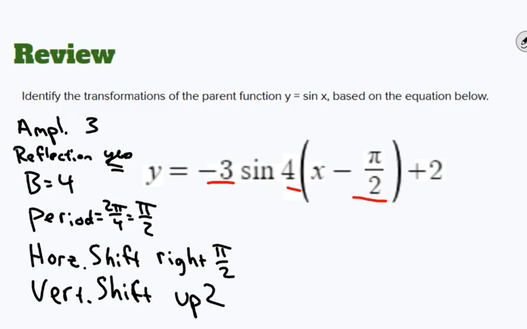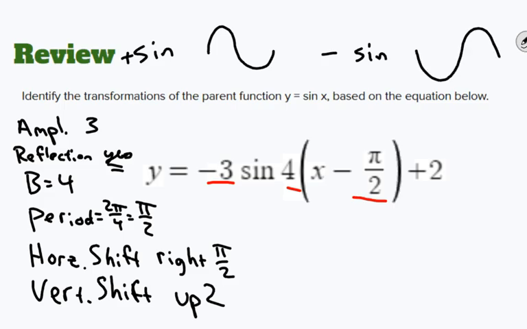What's the reflection? We normally have a wave like this for a positive sine. Since it's a negative value, that negative 3, the negative sign is going to be like this. It's reflected across that midline. Reflection, yes. Amplitude is 3. We do have a reflection. Instead of being the normal positive, now we have the negative sign. The period is pi over 2. Horizontal shift is right pi over 2. And vertical shift is up 2.